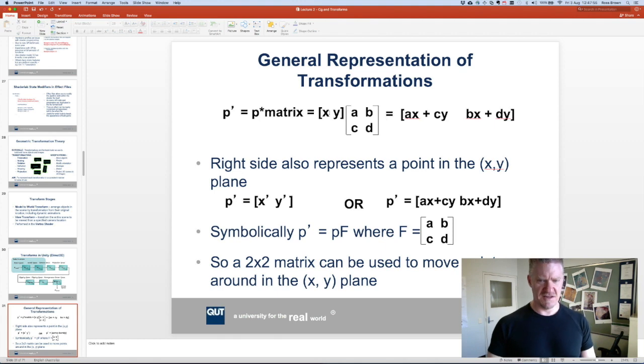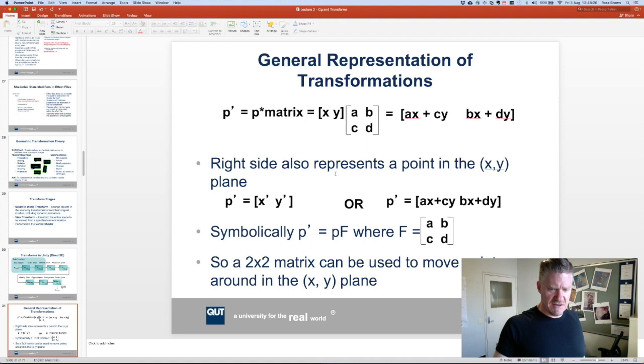And if you take those and multiply through as per your previous theory, so X times A plus X times C, so it's row by column, and then in this case, X times B plus Y times D, and so your final transformed point P is AX plus CY, BX plus DY. So the right side also represents a point in the xy plane.